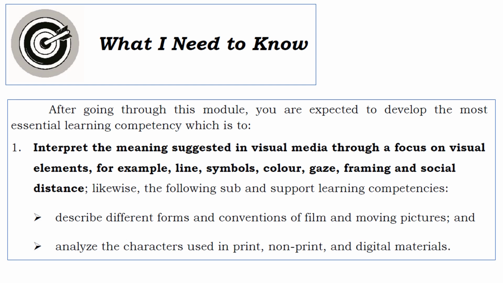After going through this module, you are expected to develop the most essential learning competency, which is to interpret the meaning suggested in visual media through a focus on visual elements. For example, the line, the symbols, the color, the gaze, the framing, and social distance. The following are the supporting learning competencies: describe different forms and conventions of films and moving pictures, and analyze the characters used in print, non-print, and digital materials. Handa na ba kayo? Sige, let's proceed.